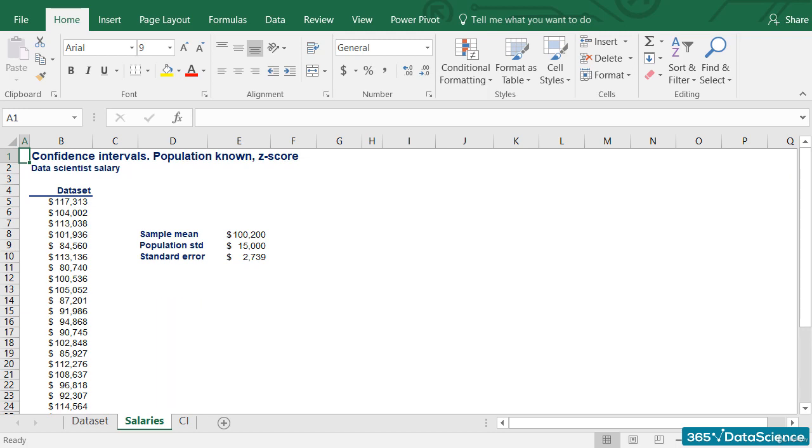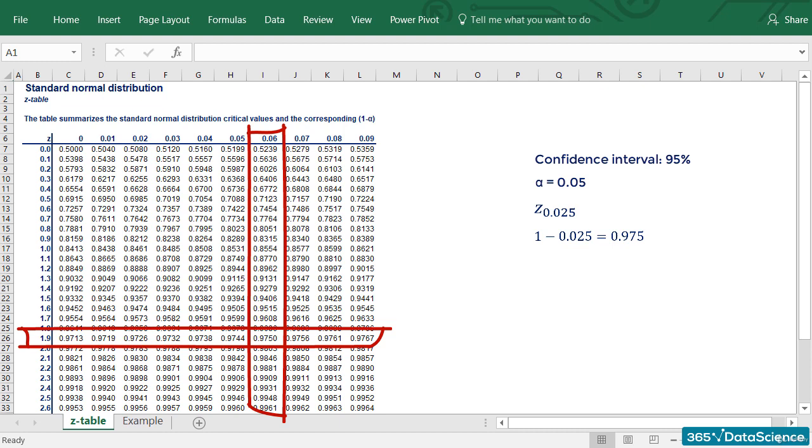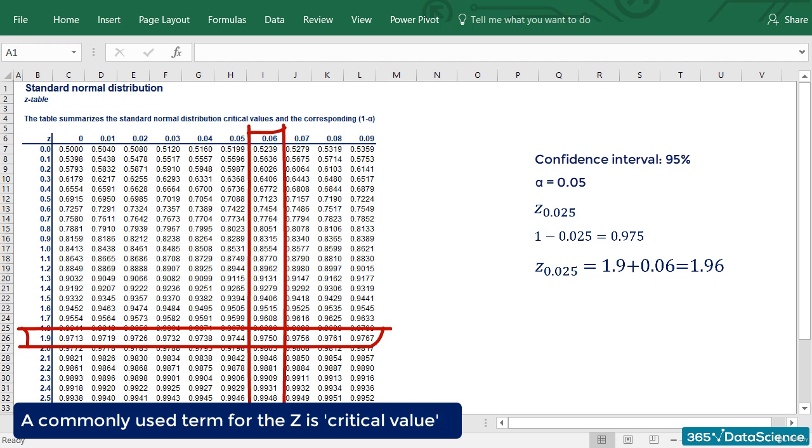Okay, the z of alpha comes from the so-called standard normal distribution table. It is best to first see it and then comment on it. Let's say that we want to find the values for the 95% confidence interval. Alpha is 0.05. Therefore, we are looking for z of alpha divided by 2, or 0.025. In the table, this will match the value of 1 minus 0.025, or 0.9775. The corresponding z comes from the sum of the row and column table headers associated with this cell. In our case, the value is 1.9 plus 0.06, or 1.96. A commonly used term for the z is critical value, so we have found the critical value for this confidence interval.